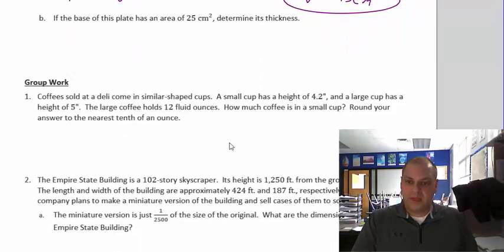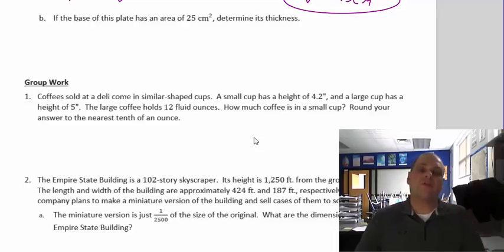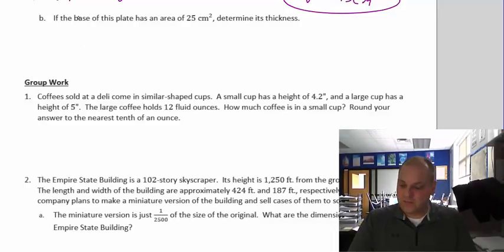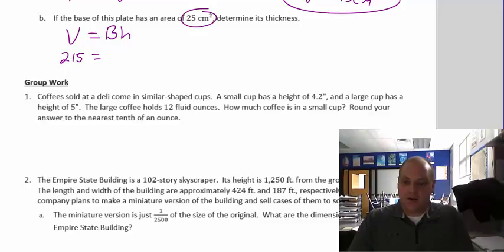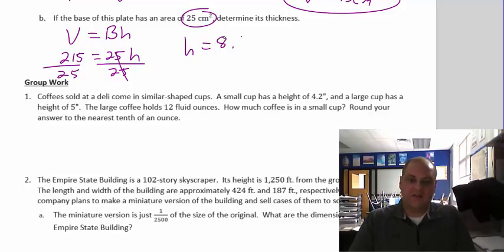And then part B, if the base of the plate has an area of 25 square centimeters, determine its thickness. All right, so volume equals base area times height. We talked about that, base area times height. We know the volume's 215. The base area is 25. Find the height, which is the thickness. Divide by 25. All right, and then H equals 8.6 centimeters.